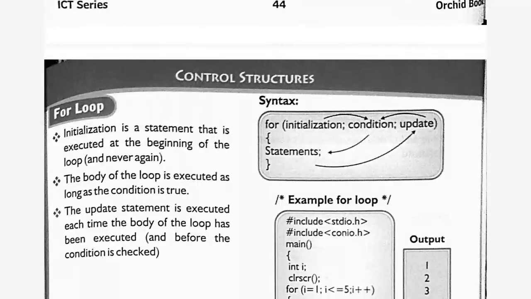It will repeat the execution of the body of the loop based on the condition given here. After executing, it will go to the update statement and update the value. If the condition is true again, the body of the loop will be executed again and again until the condition becomes false.